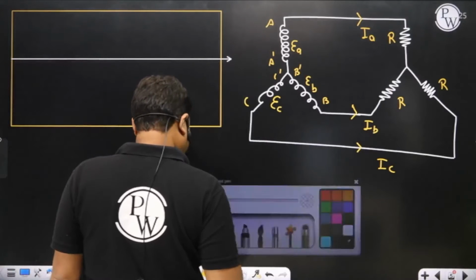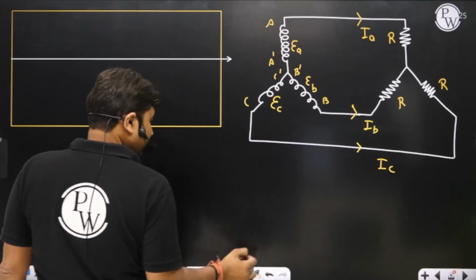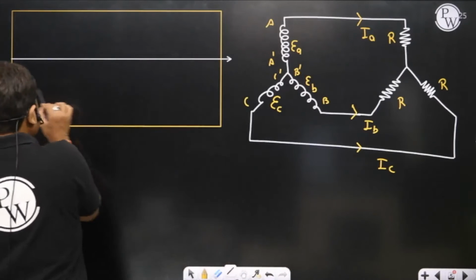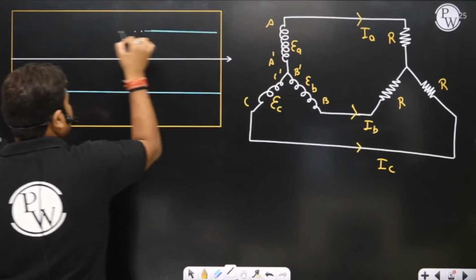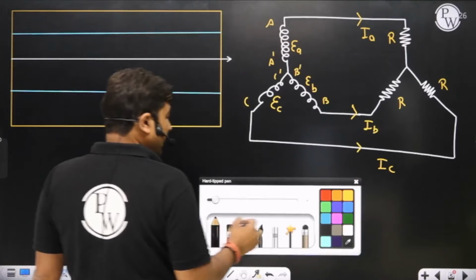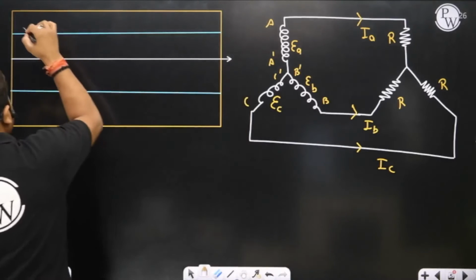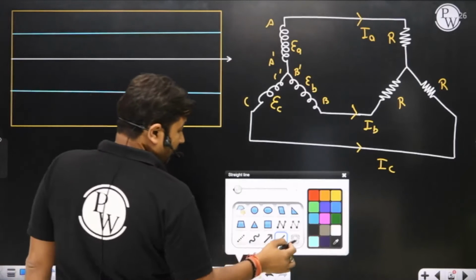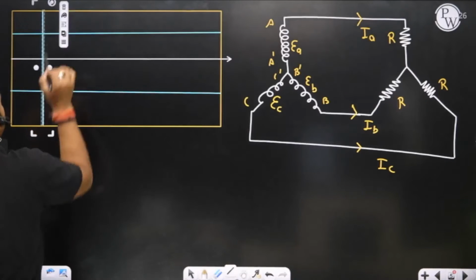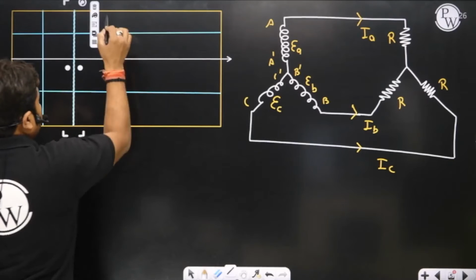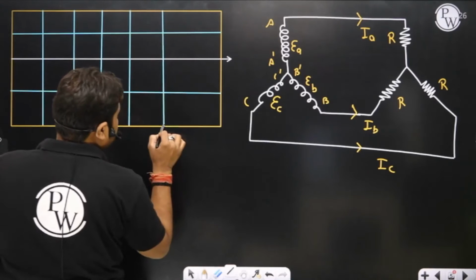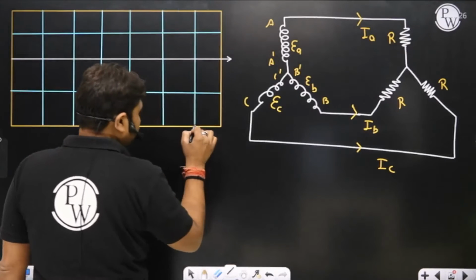You can represent in this way. Please observe. EA, EB and EC are being displaced in time by 120 degrees. Each will have the same peak value of the voltage. Already we have calculated the peak value.